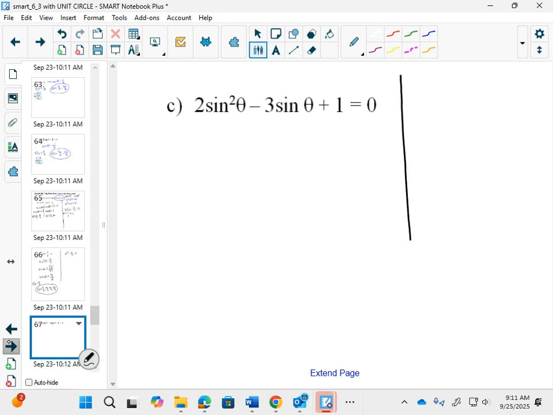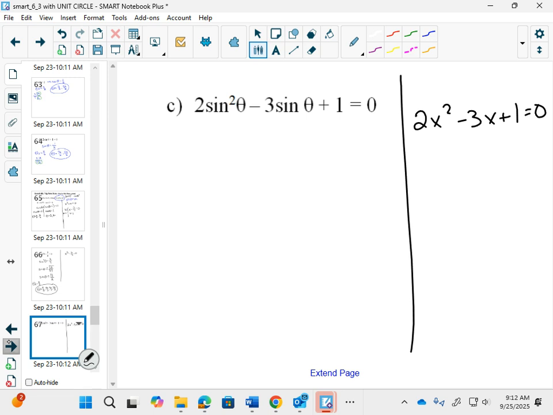Quadratic equations. So if you had this in grade 11, what would you do? It's already equal to 0. That's good, right? For quadratic equations, we need one side equal to 0. And then you would either factor or use the quadratic formula.